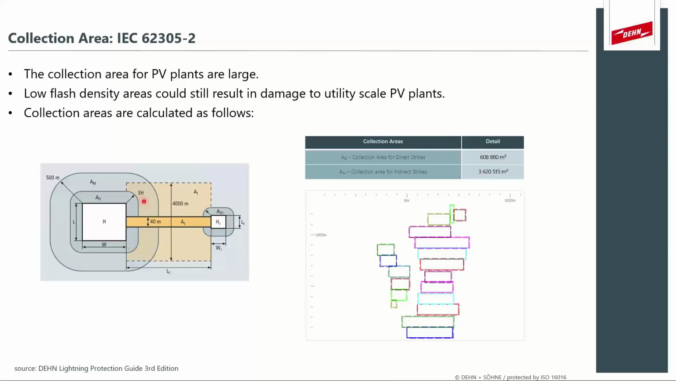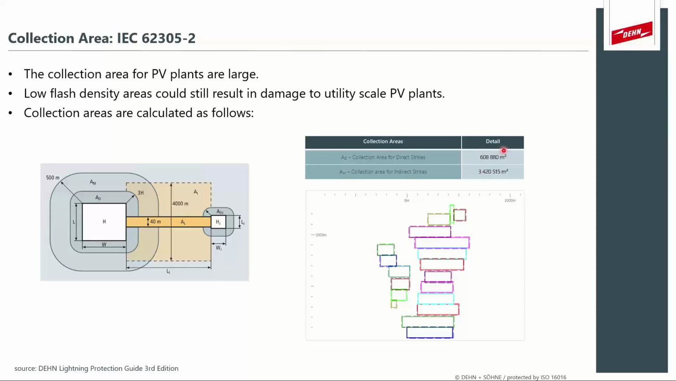So when we do these calculations, one of the biggest things we calculate are these two areas called collection areas. So it's AD for the collection area for direct strikes, and AM, which is the collection area for nearby strikes. Now on the right, I have an example of one of these calculations. So in this case, we drew the PV plant in a risk calculation software, and you can see the dotted lines around the structure. So that makes up the direct strike areas, and then you can see the values there.